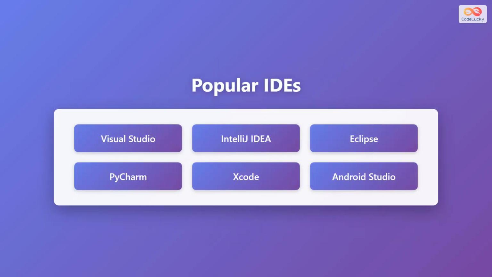Several popular IDEs are widely used in software development. Visual Studio is Microsoft's powerful IDE for .NET and C++ development. IntelliJ IDEA is popular for Java development. Eclipse is an open-source IDE supporting multiple programming languages. PyCharm is specifically designed for Python development. Xcode is Apple's IDE for iOS and macOS application development. Android Studio is Google's official IDE for Android app development.